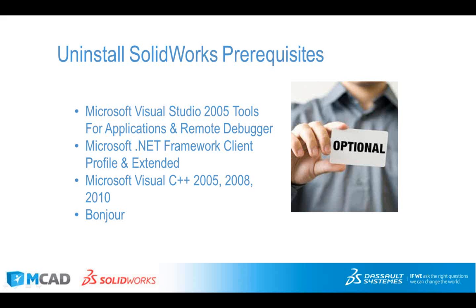But what's optional here is prerequisites. When you install the software, for it to function, there are some prerequisite programs that have to be on the computer for it to run. If it doesn't see those, SolidWorks will install them. When you uninstall software, it does not automatically uninstall these because there could be plenty of other programs that require those. So you can see we're talking about Visual C++, various versions, and .NET Framework clients.